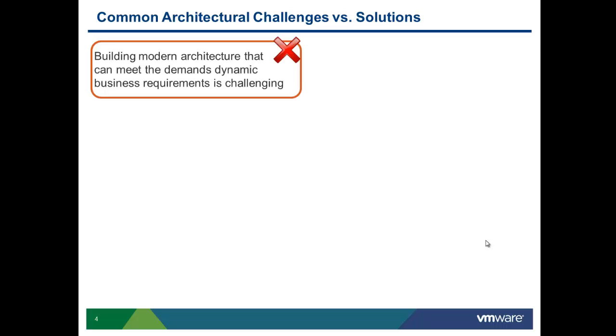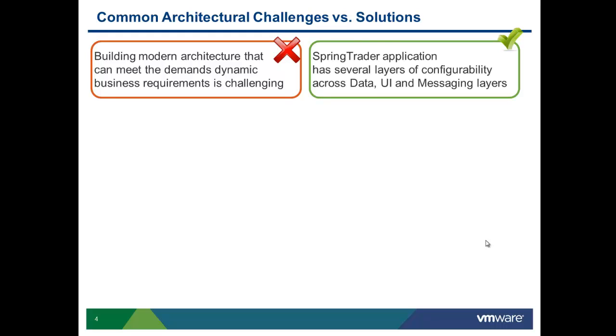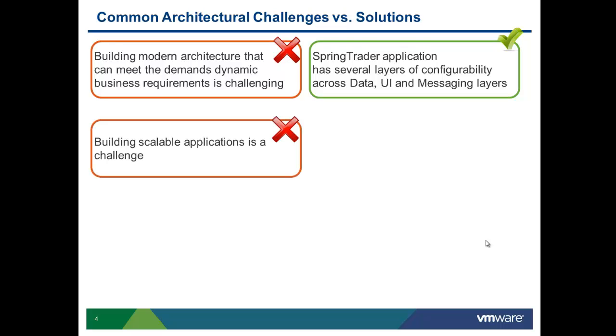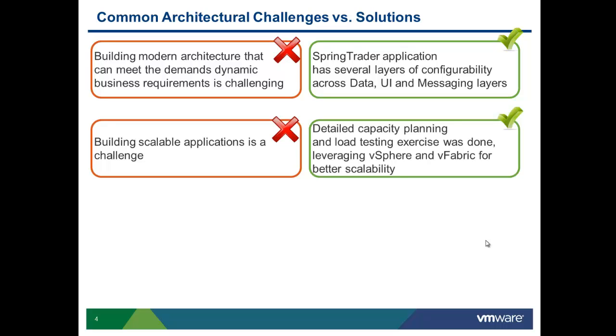First, building modern architectures that can meet the demand of dynamically changing business requirements is always challenging. We have leveraged the Spring Trader application that has multiple layers of configurability across data, user interface, and messaging layers. Building scalable applications is always a challenge. We have put Spring Trader through its paces in our performance labs, providing you with metrics and performance data that can help you guide your designers in how to best size a vFabric reference architecture platform.